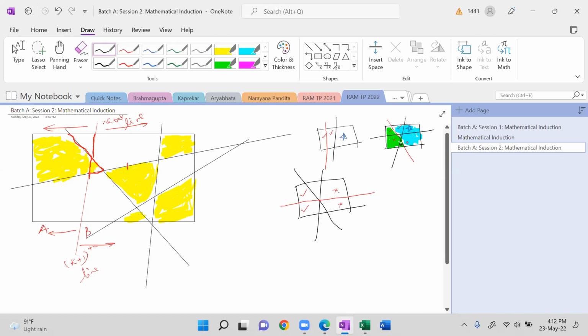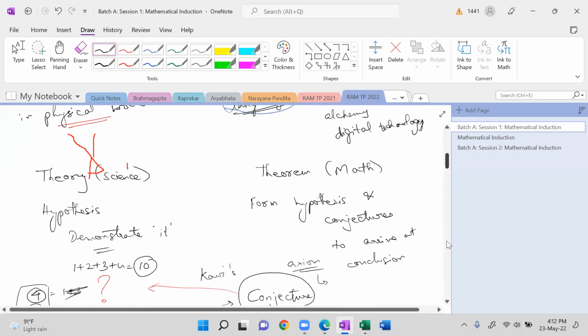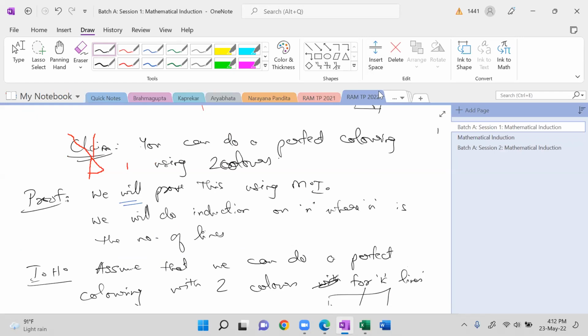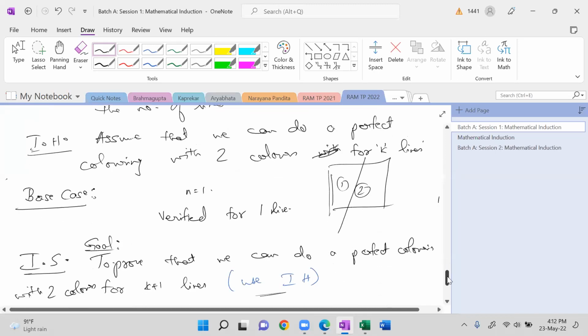All right. So let's continue from where Anahita and Samyak had left. I'm just going to try to recollect what we have done so far. What we did was we did something like this, right? Let me clear the annotations. Yes. The claim was you can do a perfect coloring with 2 colors. Proof, we said we will prove this using mathematical induction. We will do induction on n, where n is the number of lines.